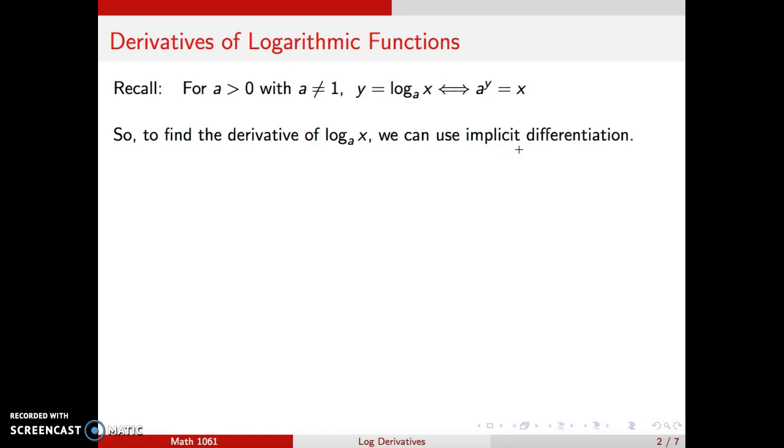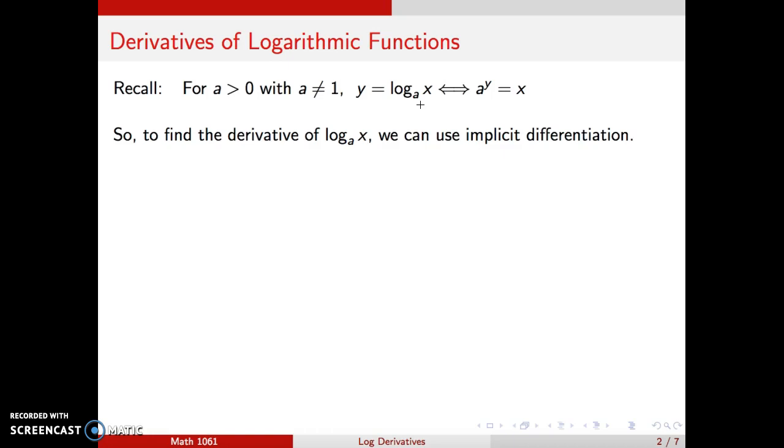As a reminder, thinking about logarithms and logarithmic functions, what we have in mind is our base. If you've got positive a with a not equal to 1, thinking about the log base a function, y equals log base a of x is equivalent to a to the y equals x. Remember, logarithms are inverses of exponential functions.